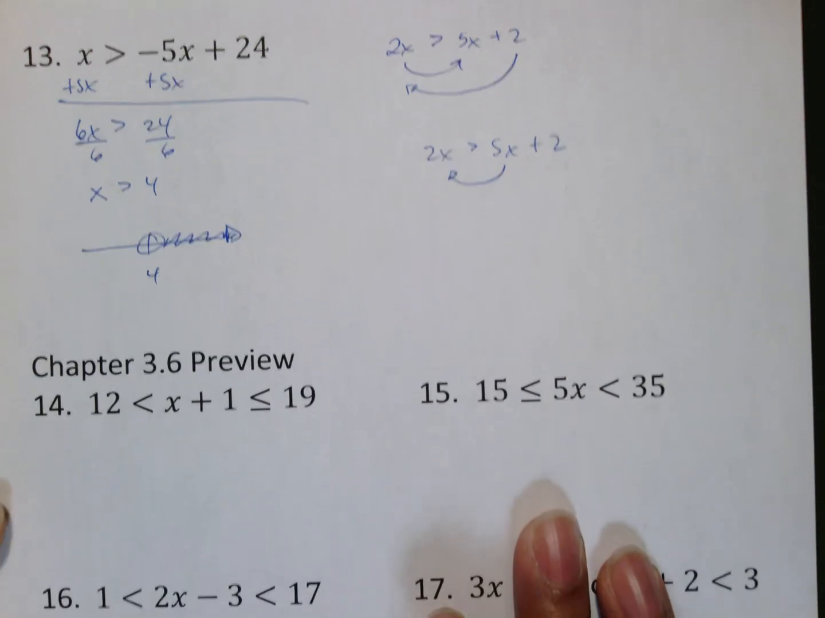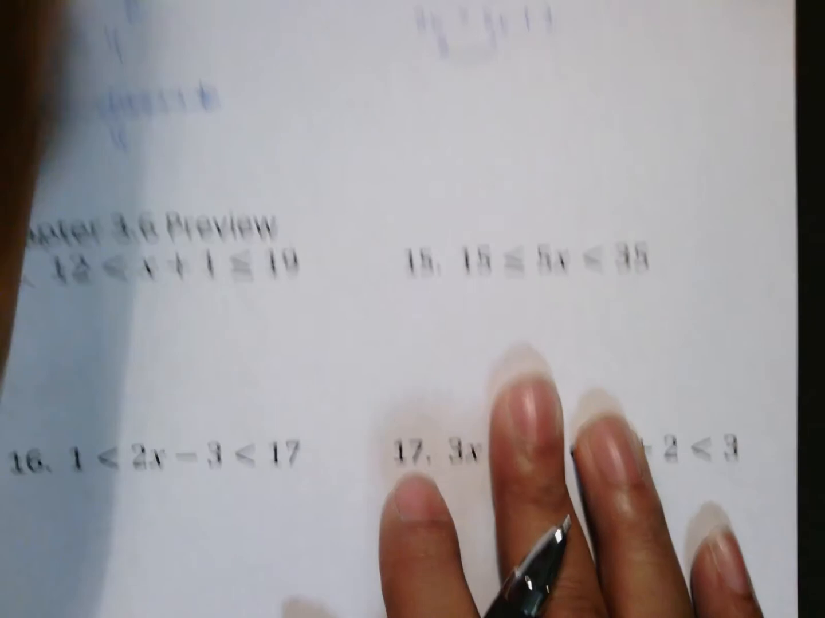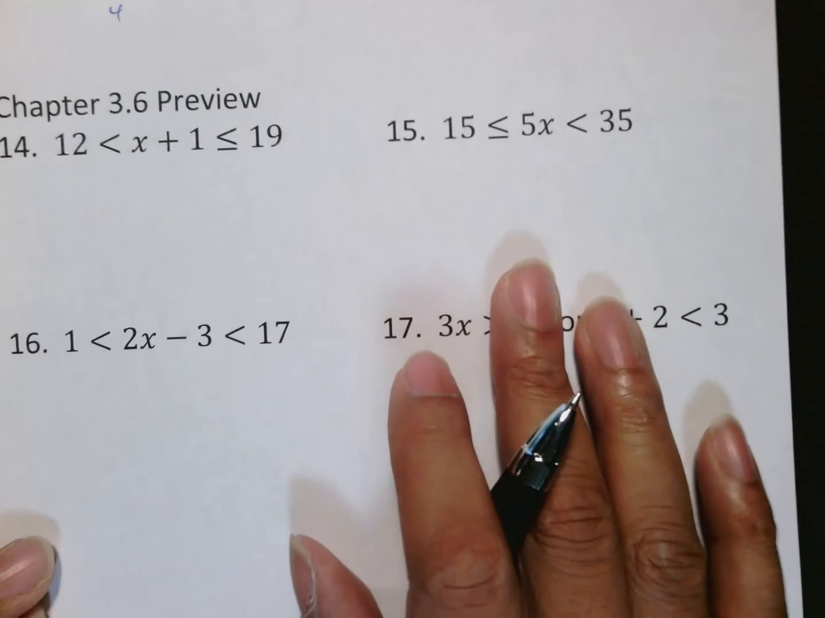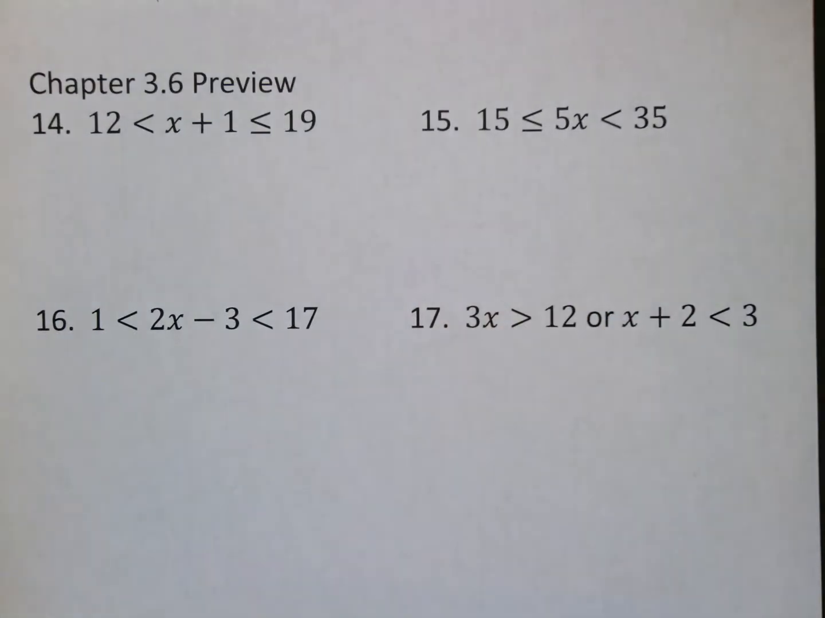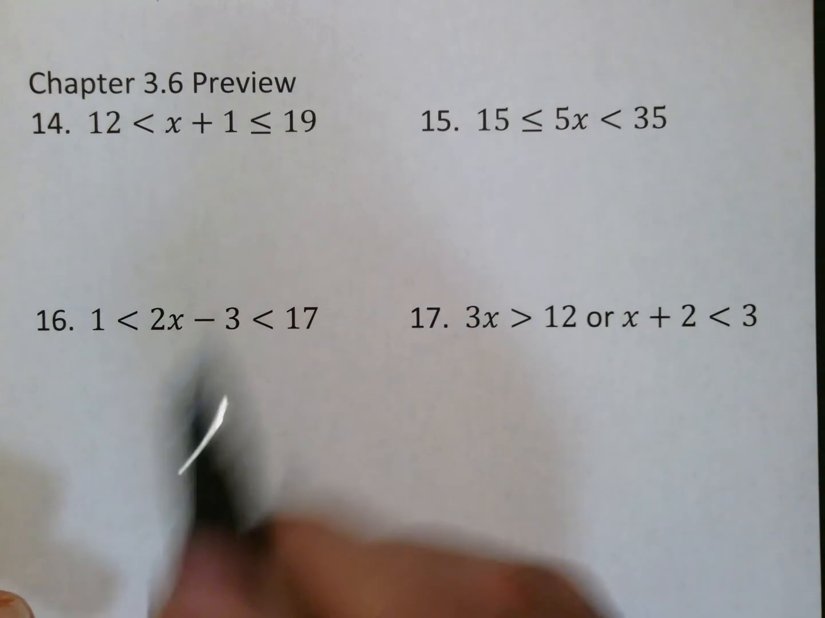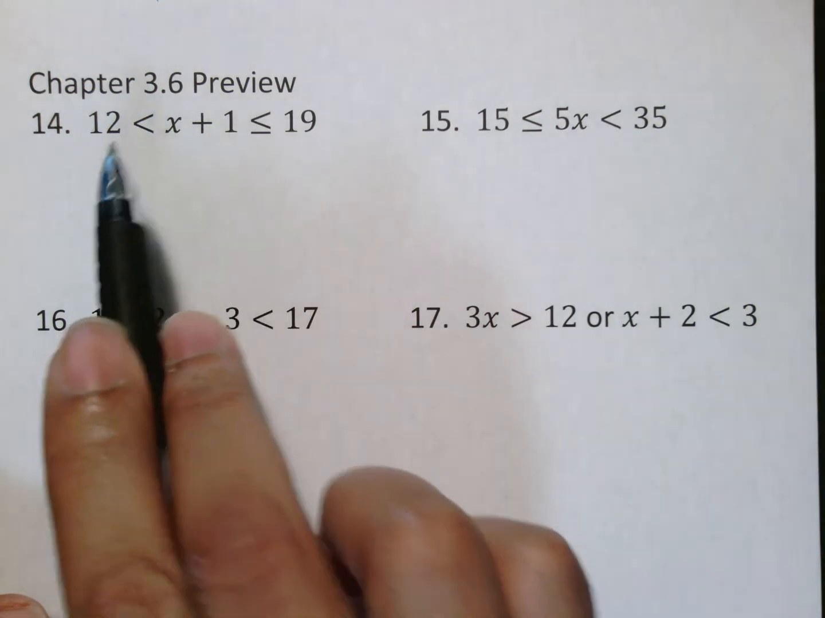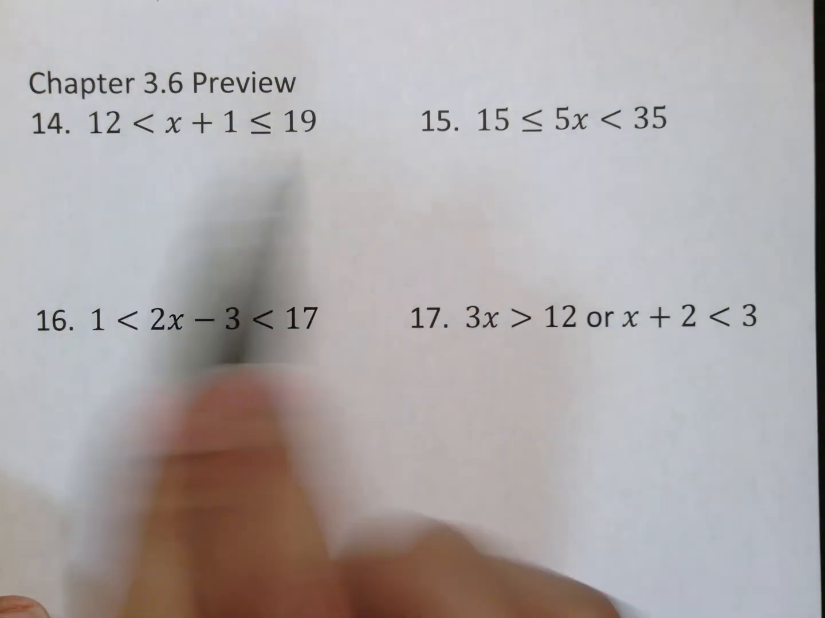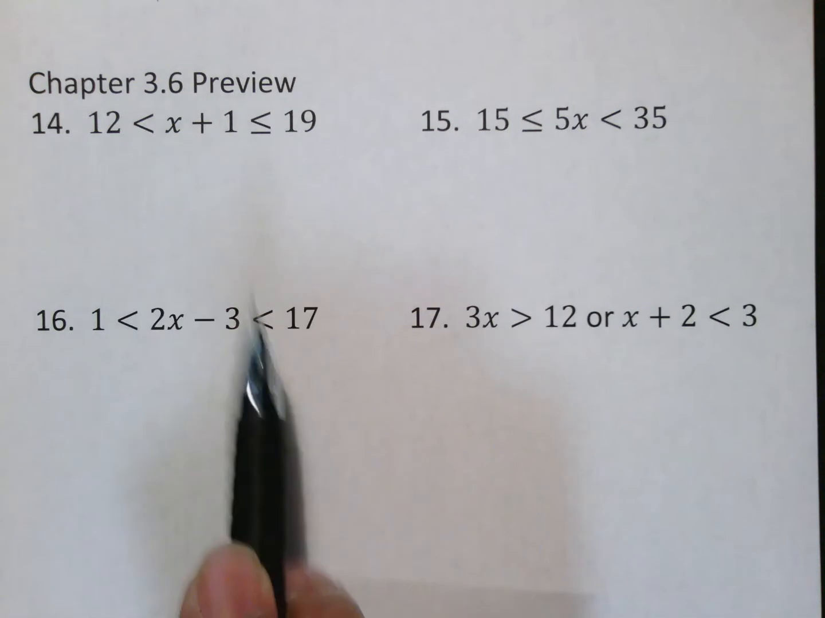So tomorrow, since we have time to do this and I don't want to bore you with the other stuff, tomorrow your chapter 3.6 preview, this is what we're going to be looking at. It's called compound inequalities. Compound inequalities are just two problems in one, and there are two different ways you're going to see it. One way is where you have two symbols in one, kind of stacked up, which might look weird to you, but this is really easy.